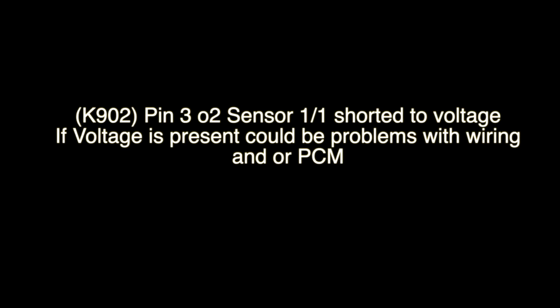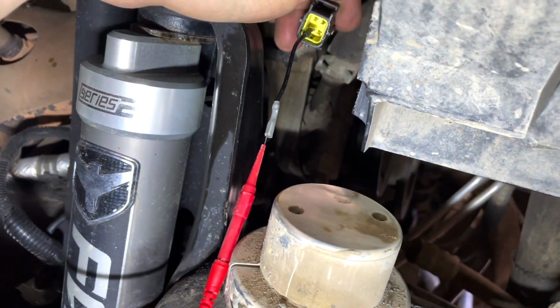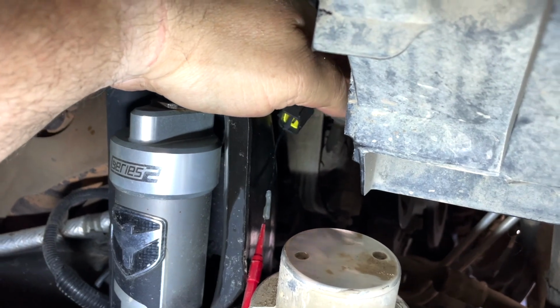So the next test we're going to do is the K902 pin 3, O2 sensor 1.1 shorted to voltage. If voltage is present, could be problems with the wiring and our PCM. So back to our O2 sensor plug in the Jeep. I am plugged into pin number 3. We are hooked up to the multimeter.